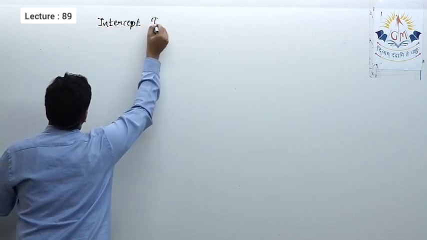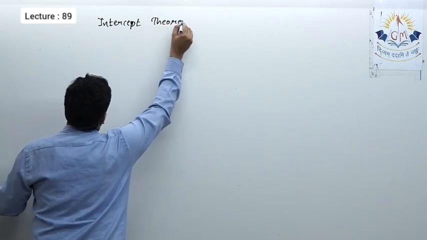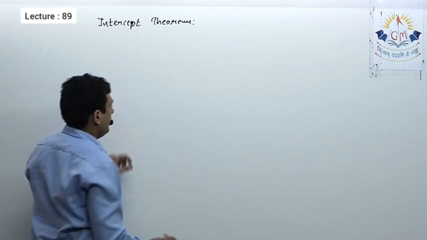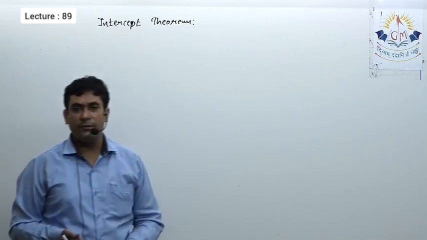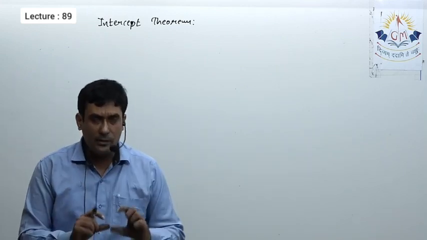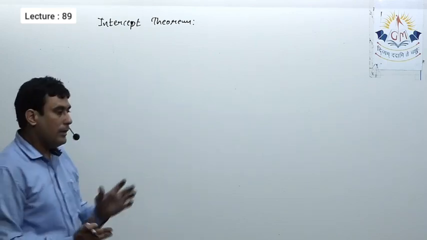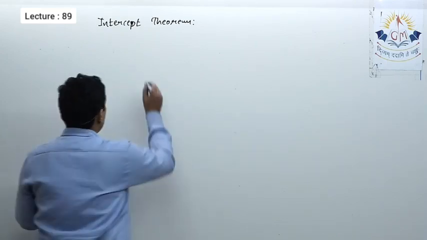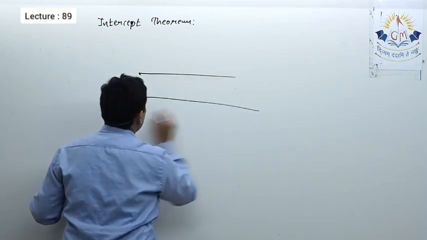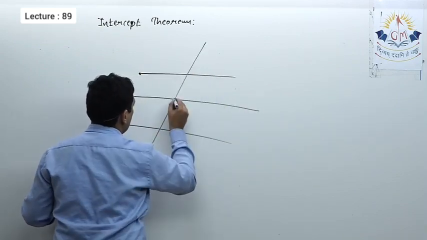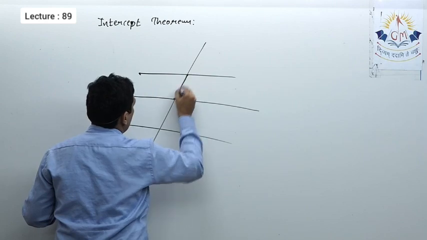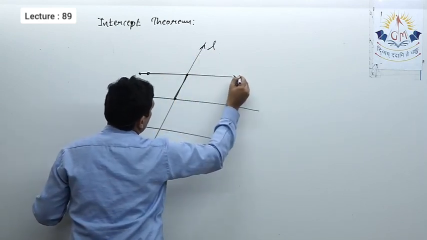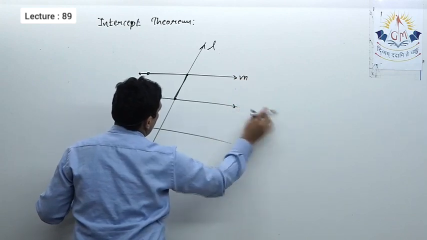Intercept theorem. First of all, you should understand the meaning of intercept. In simple words, intercept means part of a line between two other lines. For example, if I draw one line, this is the second line, the third line. So this is the intercept or part of line L between M and N.